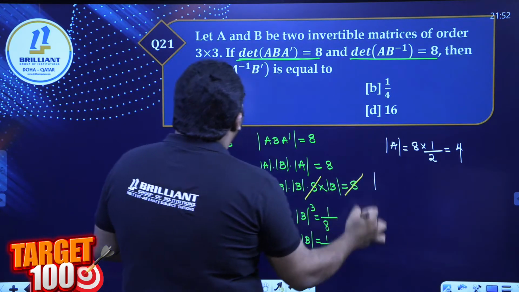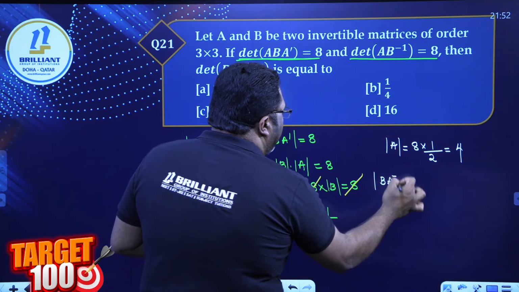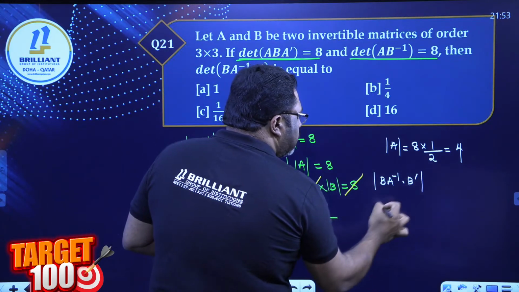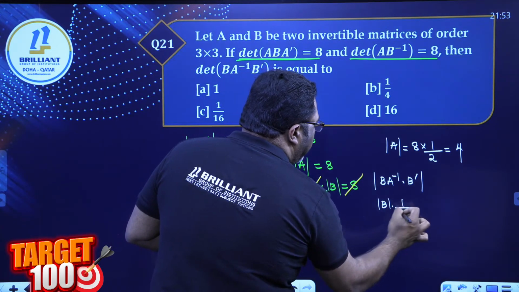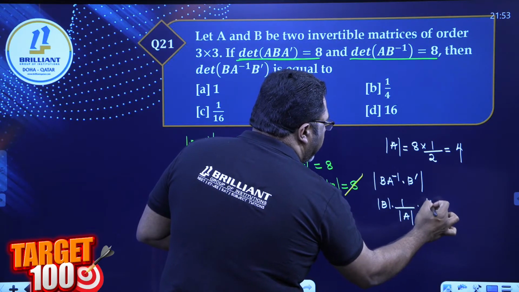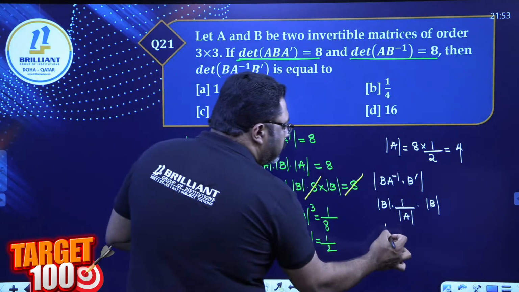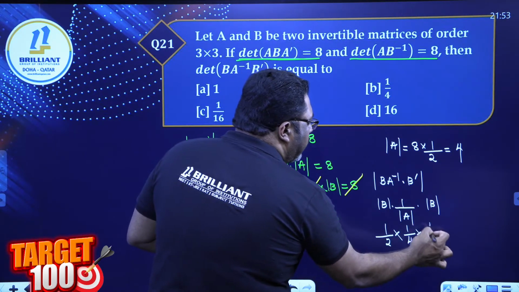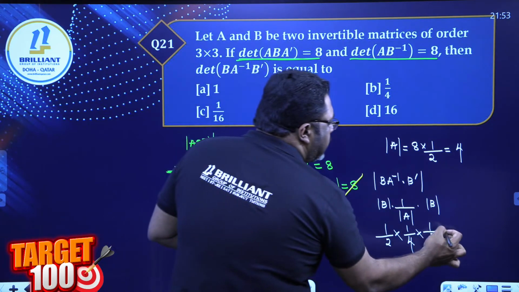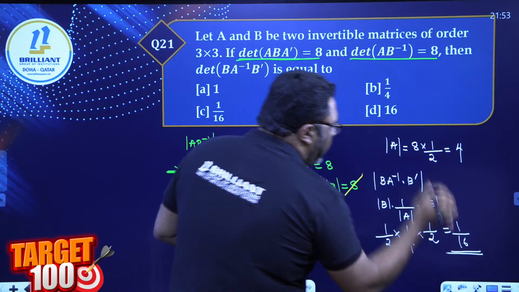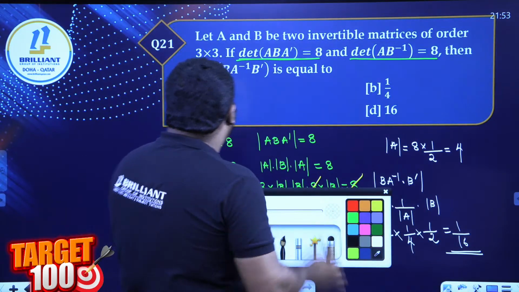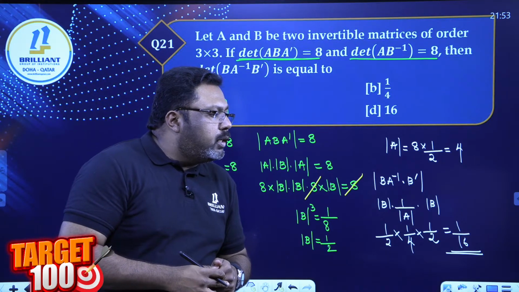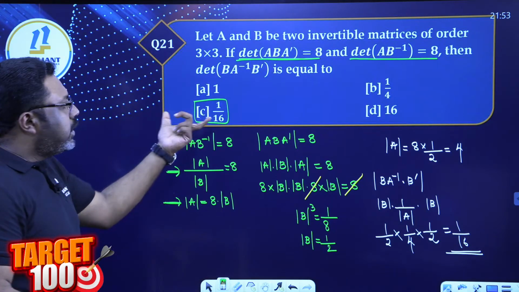Then what is the determinant of B, A inverse, B dash? Determinant B, 1 by determinant A, determinant B. Determinant B is 1 by 2 into determinant A is 1 by 4 and again determinant B is 1 by 2. Yes, answer 1 by 16. Option C, 1 by 16. Yes, right answer coming from Kevin, and half is also. Answer is 1 by 16.